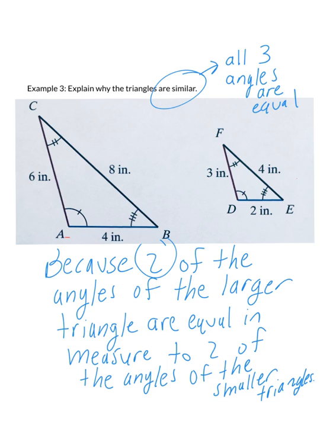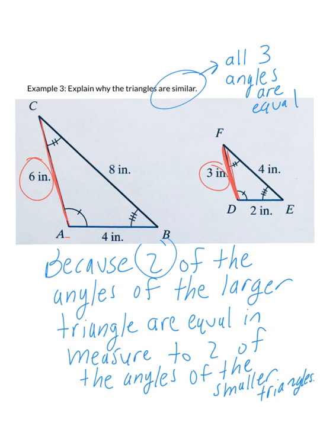For example, side DF in the smaller triangle connects the one tick marked angle to the two tick marked angle. It's 3 inches in length. It must be similar to side AC of the larger triangle because that side also connects the same exact angles, the one tick mark to the two tick marked angle, and it's 6 inches.